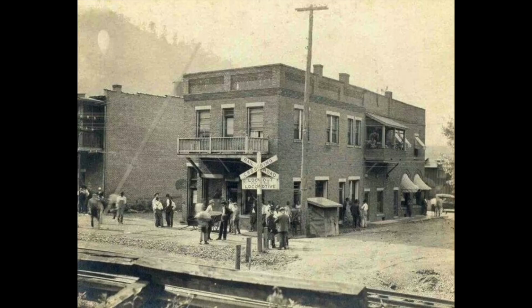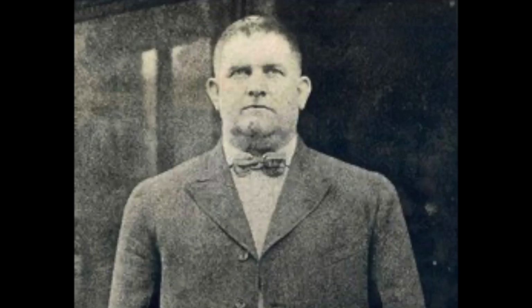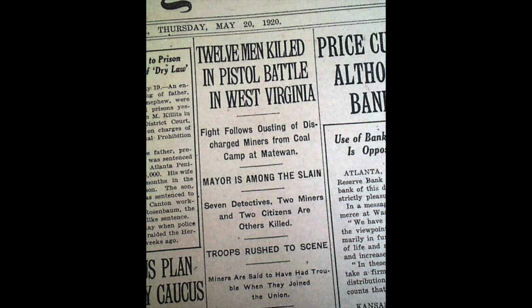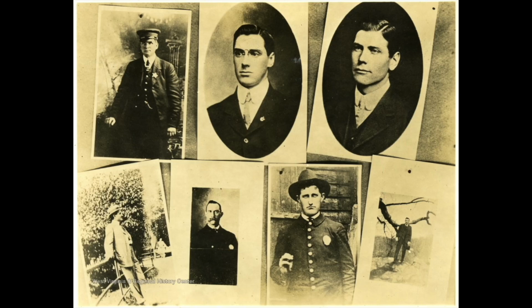A gunfight would erupt, and Police Chief Hatfield would shoot Albert Felts. The mayor would get killed. Albert Felts and his brother Lee Felts would also get killed. And 2 more men from the town and 5 more from the agency would also be killed.